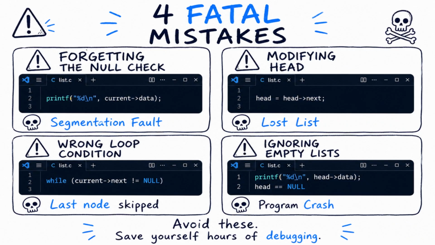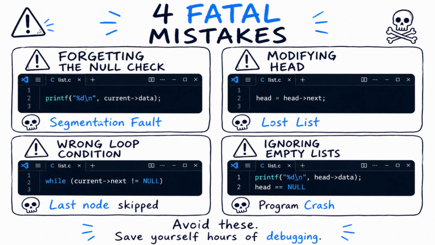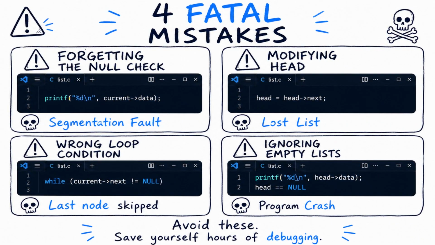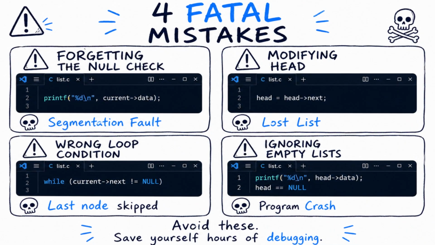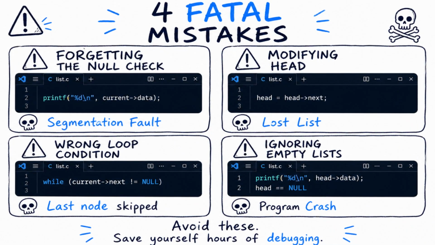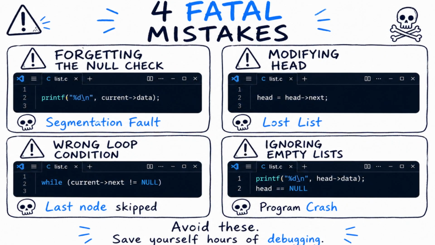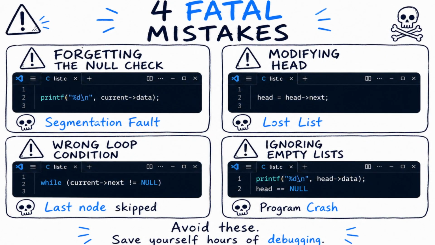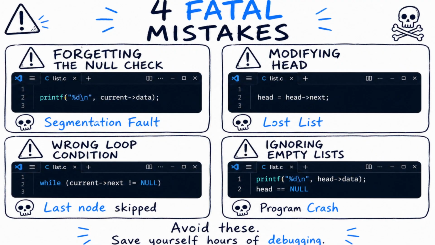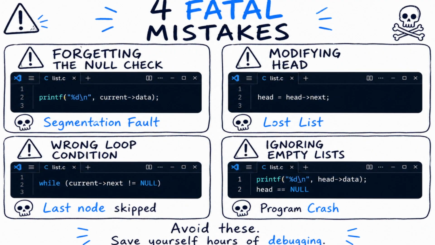Avoiding fatal mistakes. Alright, let's talk disaster prevention. Here are the 4 fatal mistakes. Forgetting the null check, modifying the head pointer, using the wrong pointer condition in your loop, and failing to handle an empty list before trying to read from it. Any one of these will guarantee a segmentation fault or an infinite loop.